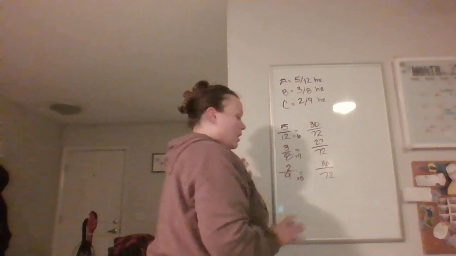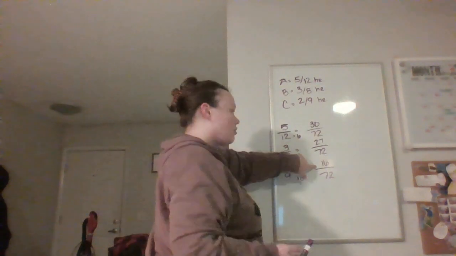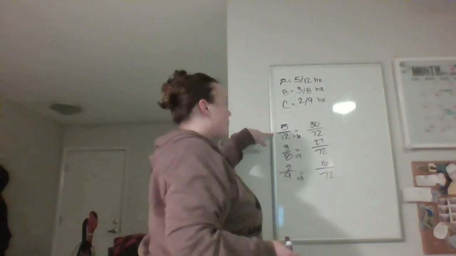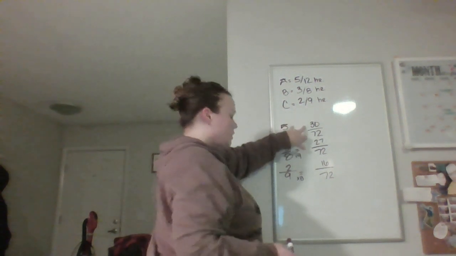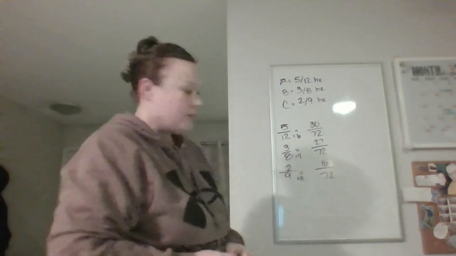So then at that point, you can just look at the numerators and see which one is the largest. So here it would be student A, with 5/12 of an hour, which is 30 over 72, which is longer than student B and C.